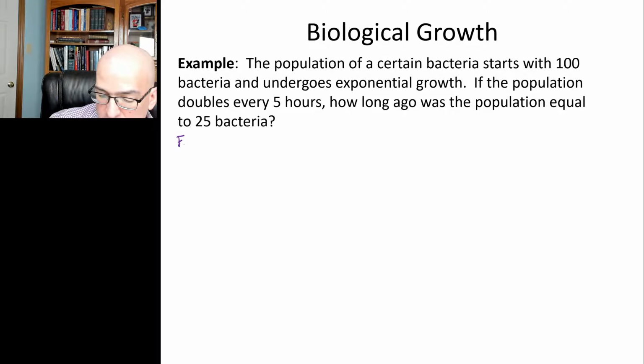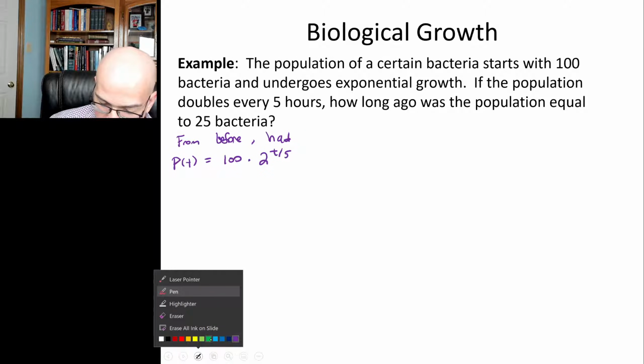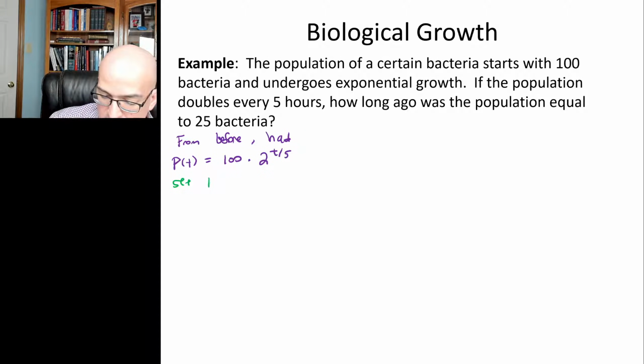So from before, we had P of t is equal to 100 times 2 to the t over 5. Set P equal to 25 and find t.